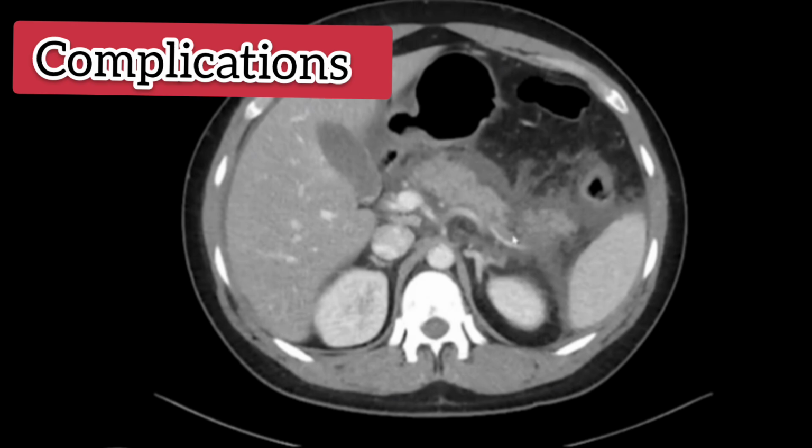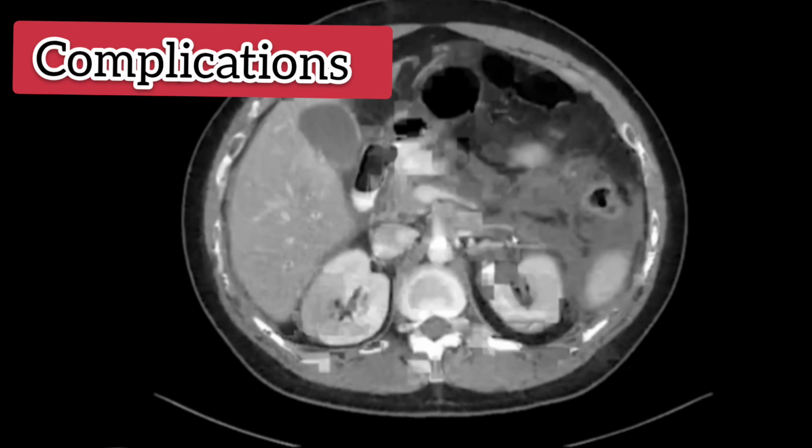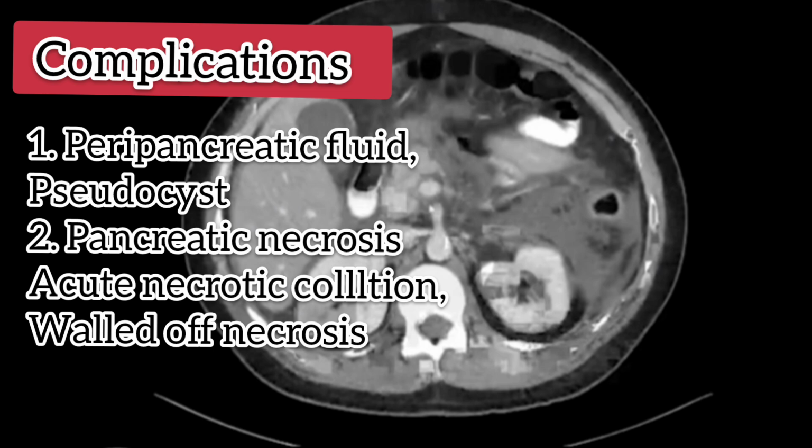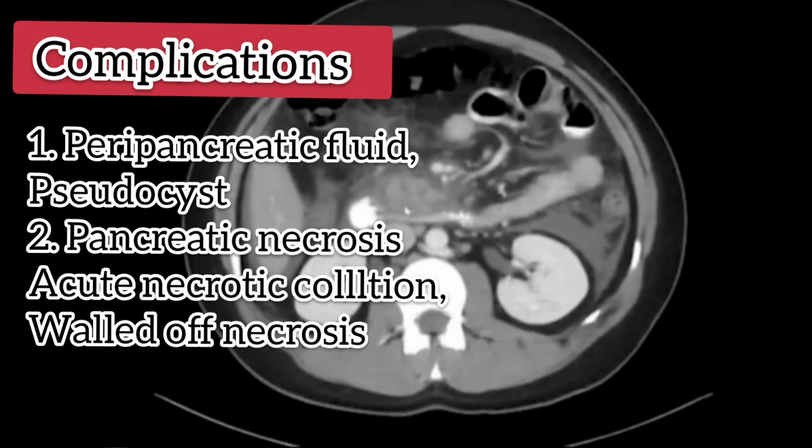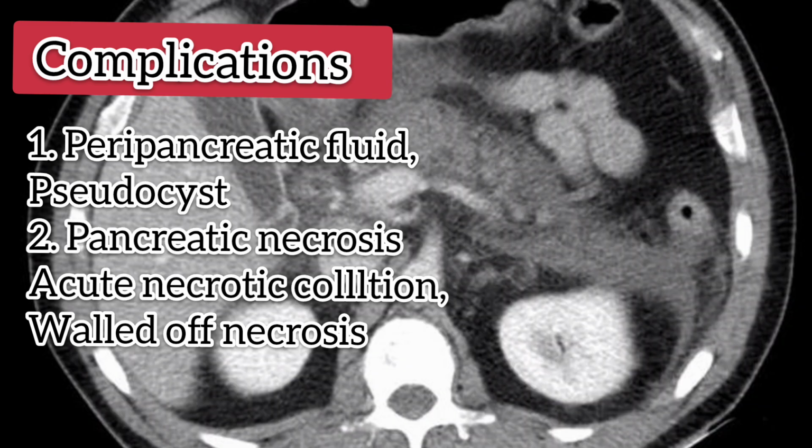The next thing is what are the complications. There are two main types of complications. Number one, either there would be peripancreatic fluid collection in less than 4 weeks, or after 4 weeks, this can develop into pseudocyst formation. The second is pancreatic necrosis. If pancreatic necrosis develops in the first 4 weeks, it will lead to acute necrotic collection, and after 4 weeks, this can lead to walled-off necrosis. The less common complications can be pseudoaneurysm formation, or portal venous thrombosis, or splenic venous thrombosis.